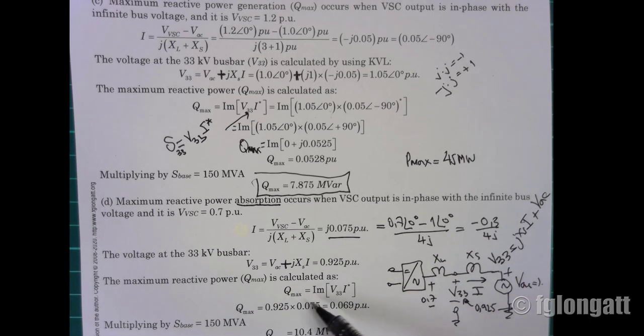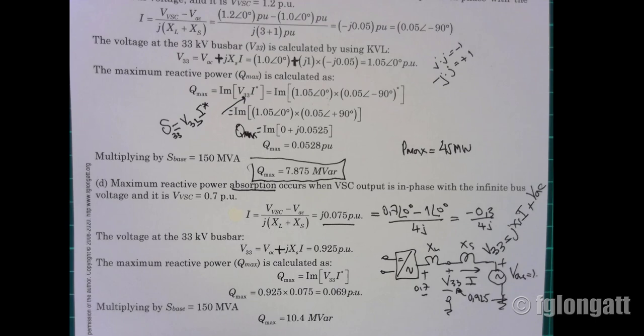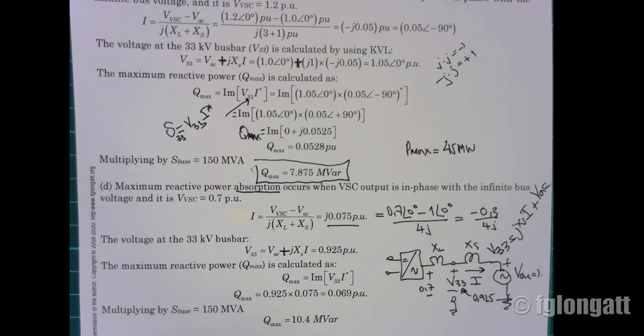And now what we are doing is calculating the total maximum reactive power. In this case, as you can see over here, multiplying by the base, we can obtain that this converter is able to absorb a power that is 10.4 MVar.